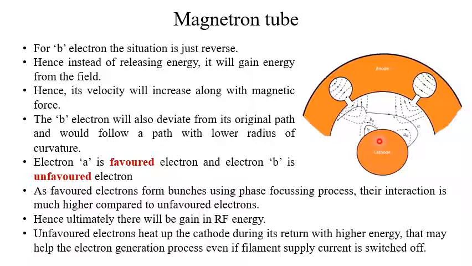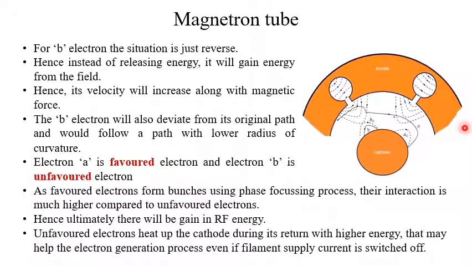So what happens to it? For B electron, the situation is just reversed. Hence, instead of releasing energy, it will gain energy from the field. That means its velocity will increase along the magnetic field force. So B electron will also deviate from its original path, B0, and would follow a path with lower radius of curvature, because since the velocity is increased for B electron, the magnetic force on B will be larger, so it will bend more towards the cathode.